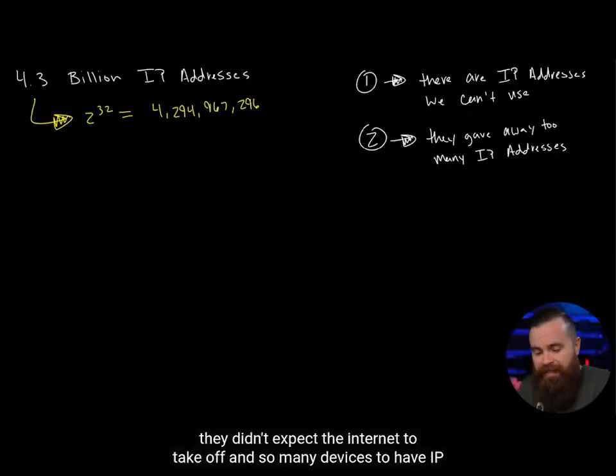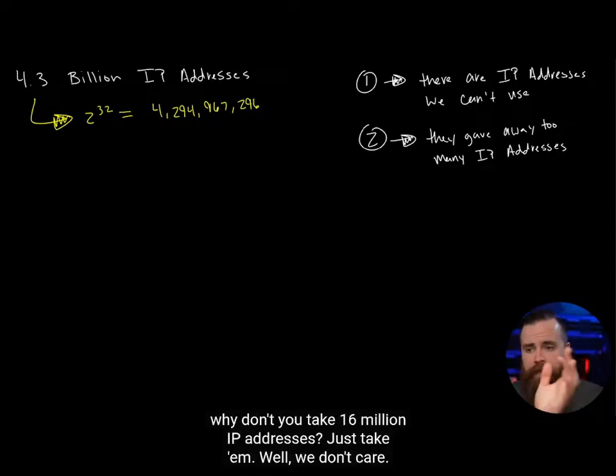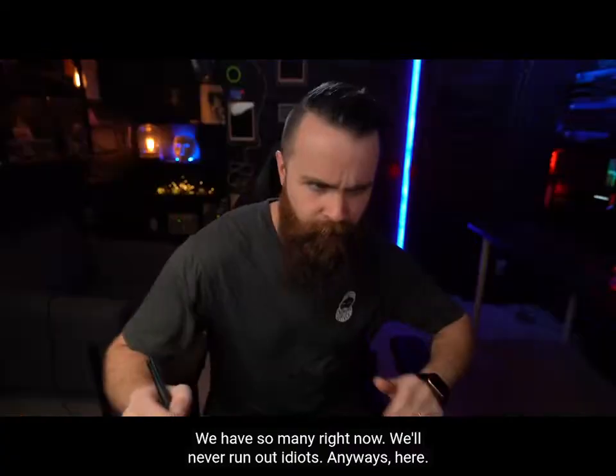Because again, they didn't expect the internet to take off and so many devices to have IP addresses, so they gave big companies just, hey, why don't you take 16 million IP addresses, just take them. Well, we don't care, we have so many right now, we'll never run out. Idiots. Anyways, here's what they did.